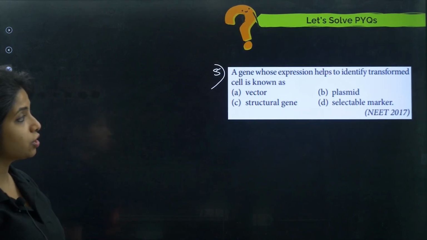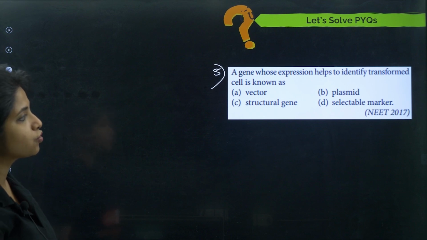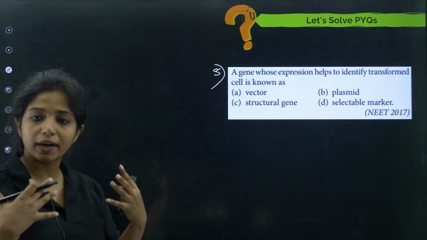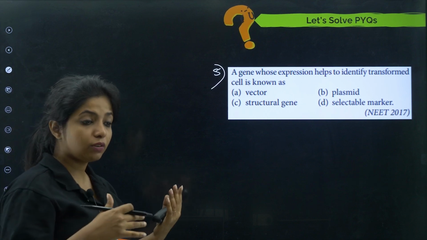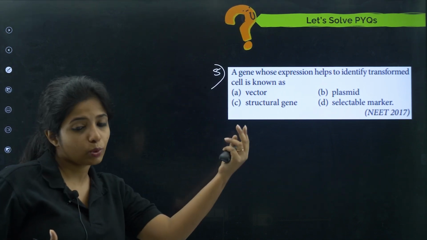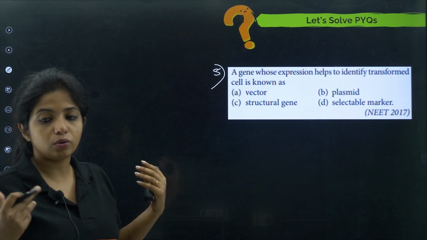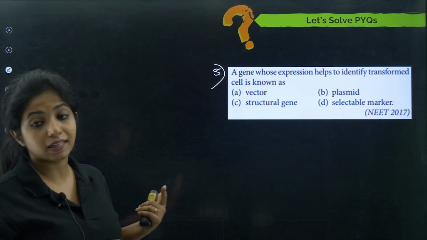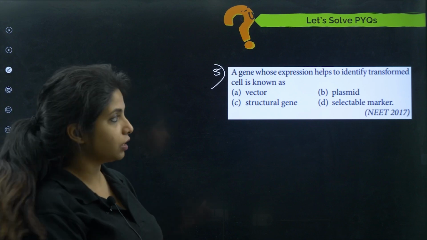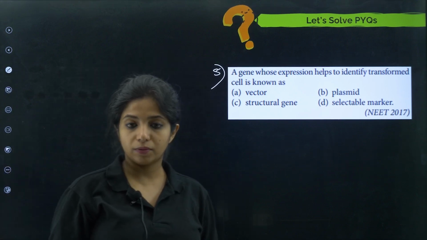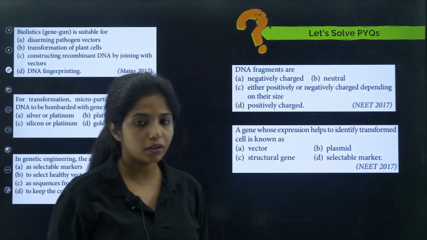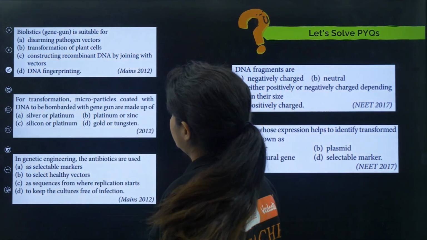Now, a gene whose expression helps to identify transformed cells is known as what? A gene which is normally expressing, and it is now helping to identify which one is transformed and which one is not. What do you call it? Vector, plasmid, structural gene, selectable marker. Again, a 2017 question. So two questions, I just put it there. Both came from this chapter in the same year, so you can expect more questions. You get it? Okay, now let's solve.